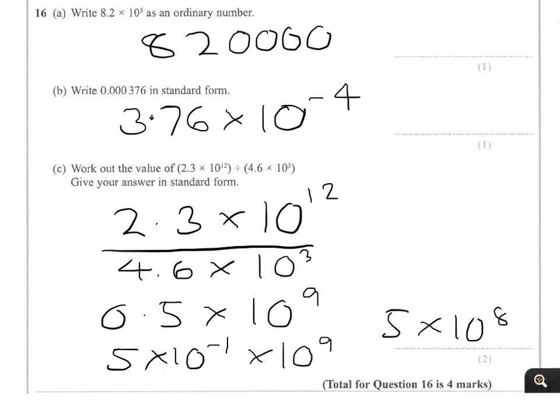And again, just this last bit here, the 0.5, well, the 5 is in the first decimal place, and that's why you have the minus 1 there. Then bring it together with the 10 to the 9, you get the 10 to the 8, and the question is solved.